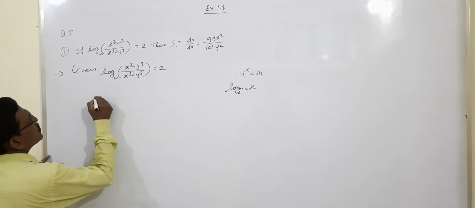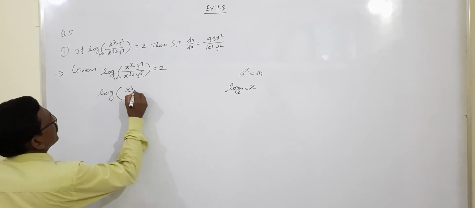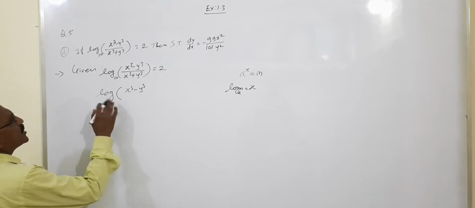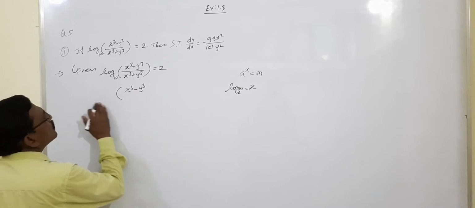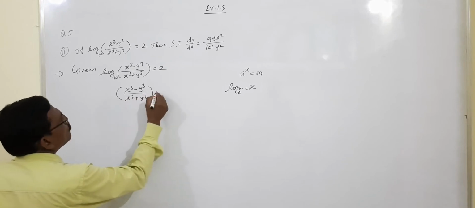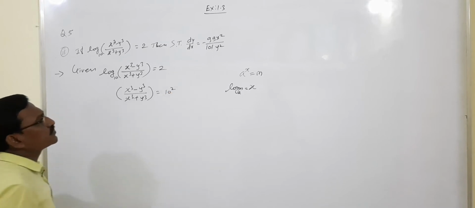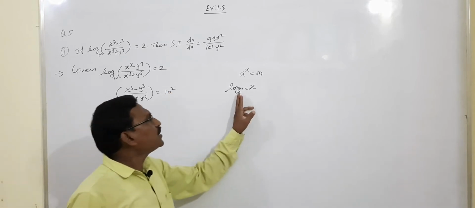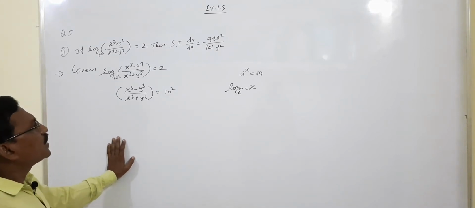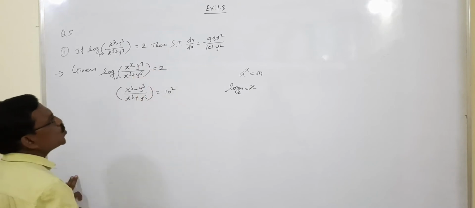So it gives log of x cube minus y cube, in exponential form, x cube minus y cube upon x cube plus y cube is equal to 10 square. Here a to the power x equals m, where m means here it is 2.